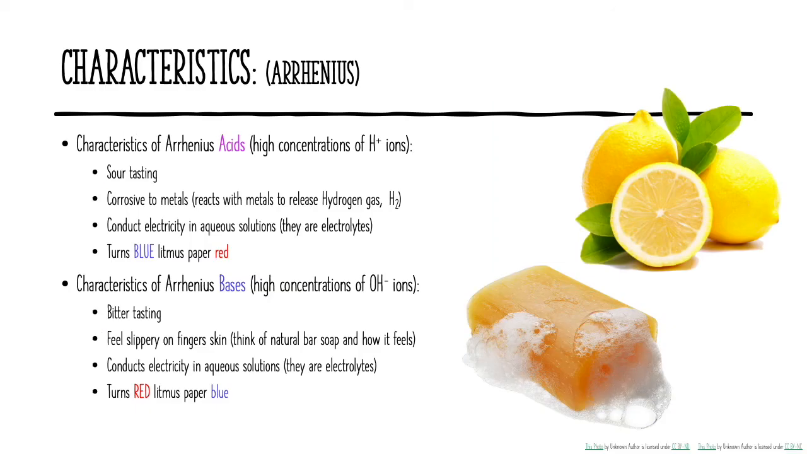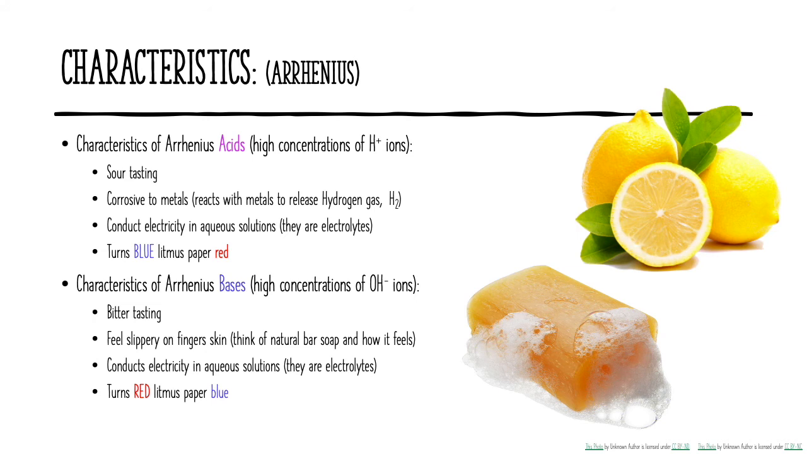One other way that we can identify acids and bases is by looking at their characteristics. And so we're going to go ahead and look at some characteristics of both acids and bases. The first characteristic of Arrhenius acids, and remember these are solutions that contain high concentrations of hydrogen ions, is that they are sour tasting. An example would be a lemon. Lemons contain citric acid, which is known to be very sour. They're corrosive to metals, and what this means is that they react with metals to release hydrogen gas. They can actually dissolve a metal.